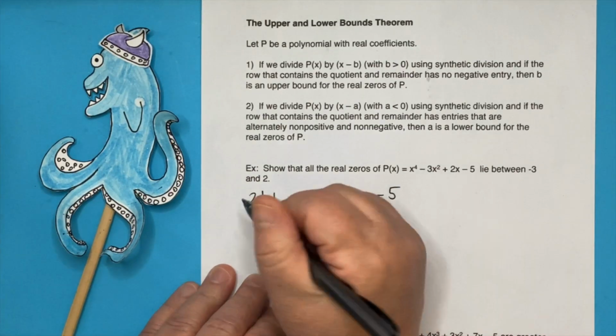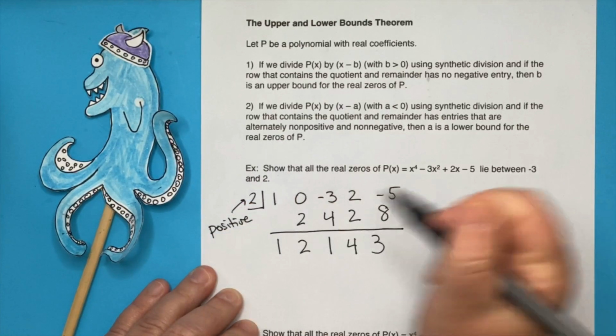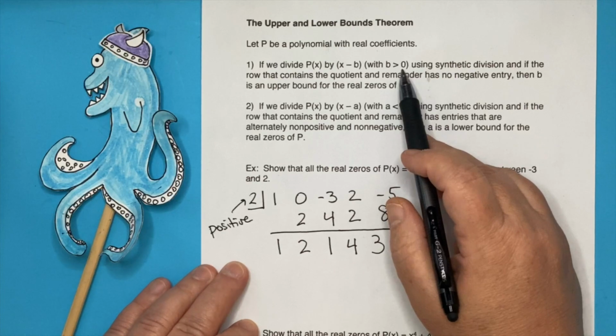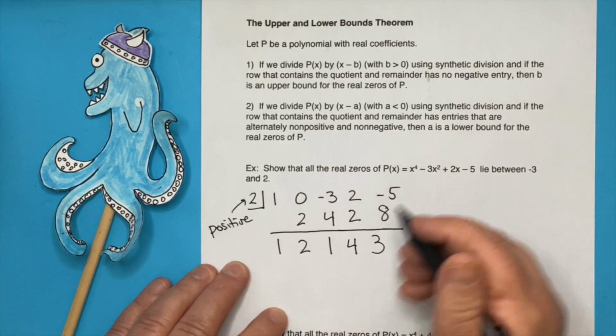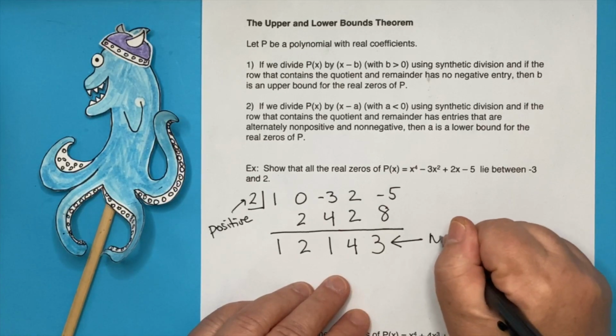Okay, so 2 is positive. That's important. So we're up here in number 1. So 2 is positive, and all of these in the bottom line, there are no negatives.